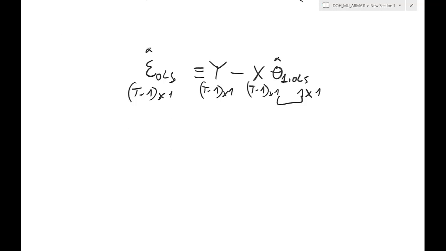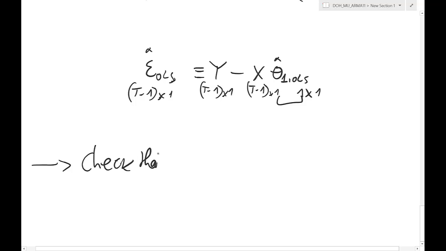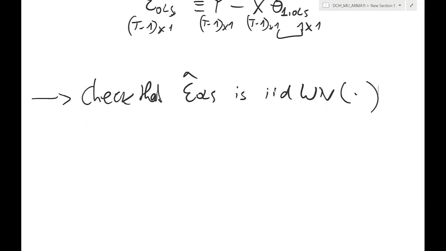And what do you do now? Now what you should do is check that epsilon OLS is IID white noise. So what you could do is, for example, I would do the following. Let's say it should be white noise. Of course, the drift will be 0, and it should have a constant variance, sigma squared epsilon.